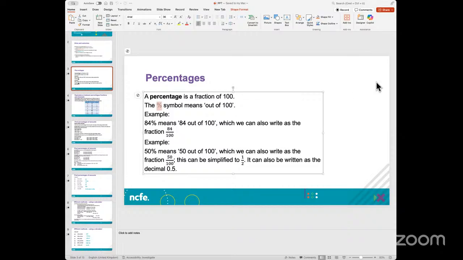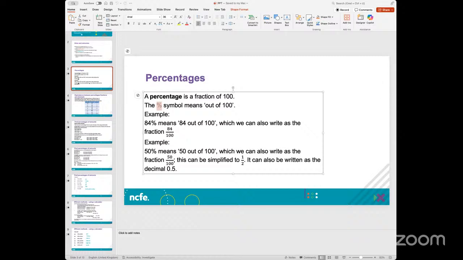Now, in order for us to understand percentages and express them as a number, we have to use them as a fraction of 100. The word percent actually comes from a Latin phrase, per centum, which means by the hundred, and it is represented by this symbol, which is what I've highlighted on this slide, the percentage symbol.